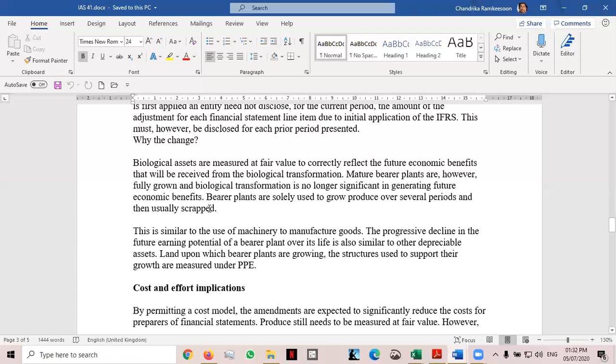And if you were to go back to your standard on fair value, you see that we do tend to look at the prices of identical assets which are regularly sold and so forth as our first level, and then we go to the second and the third. Mature bearer plants are, however, fully grown, and biological transformation is no longer significant in generating future economic benefits.